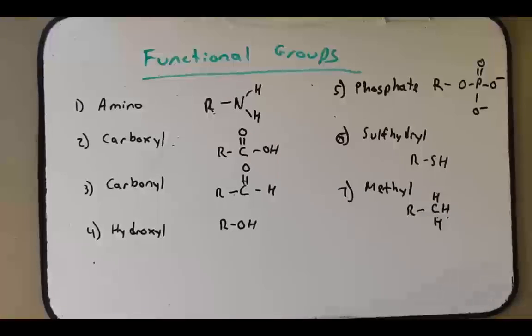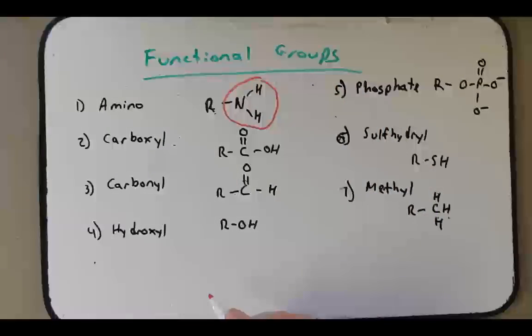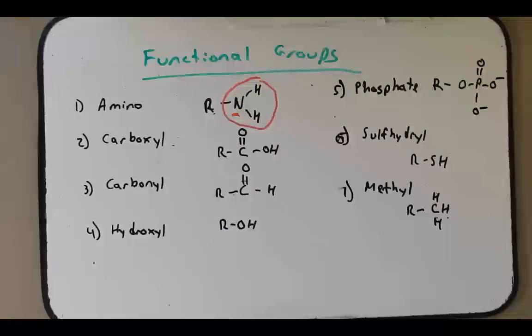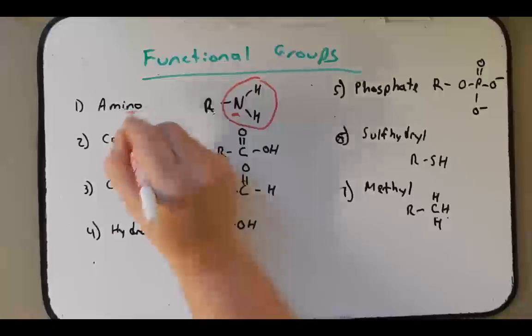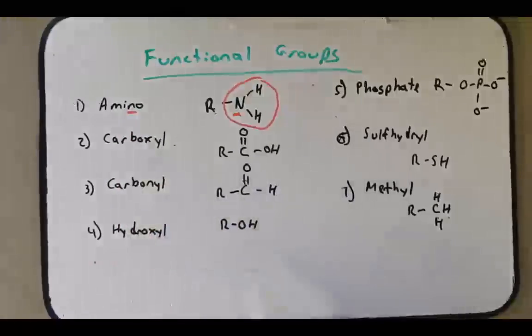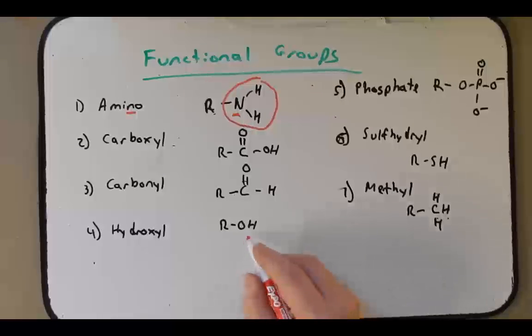So let's talk about these real quick, and I'll try to help give you some hints on how to memorize these. But as you look at these, this amino group, it's unique because it's the only one that has a nitrogen in it. So if you see any functional groups on a quiz or test with a nitrogen in it, you know it's an amino group. Also, to help you remember it, amino has an N in it, and none of the other groups have the letter N. Let's jump down here to hydroxyl.